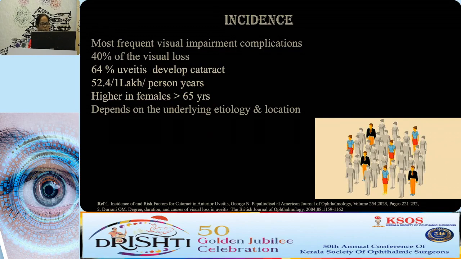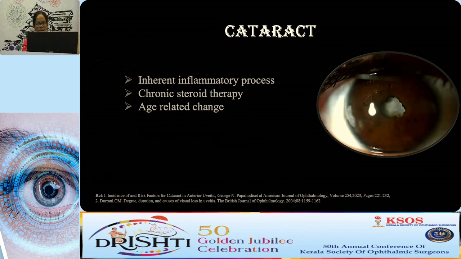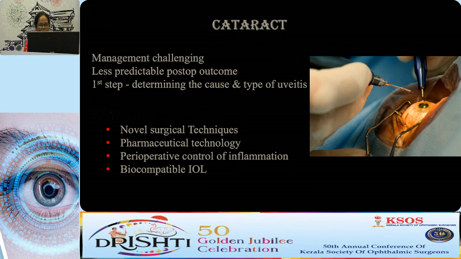So, cataract is the most frequent visual impairment complication of uveitis, and it occurs in 64% of uveitis. The cause of cataract is either the inherent inflammatory process, chronic steroid therapy, or age-related change. The management of cataract is a challenge because of its less predictable post-operative outcome. And for the first step, determine the cause and type of uveitis and treat the cause.